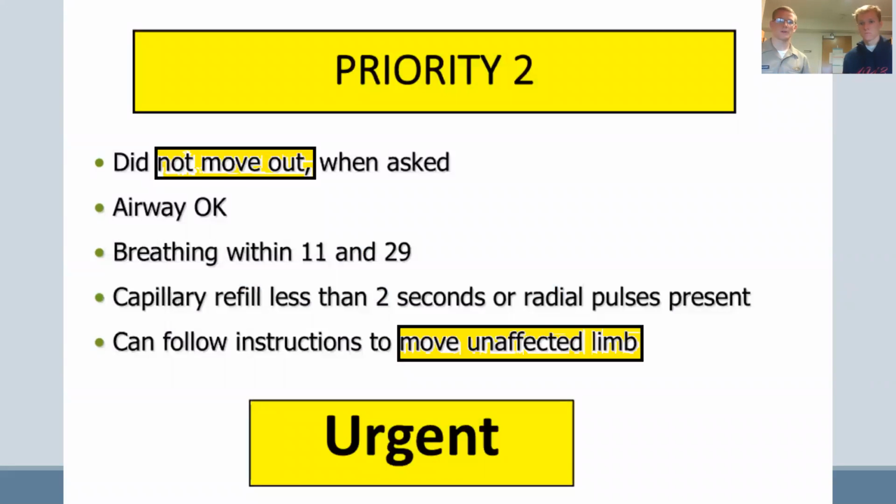And then priority 2 are the delayed patients, or the yellow tag. These are the people who didn't move out, but they are able to make purposeful movement, like, hey, I'm here, but I'm still hurt. So their airway is okay, everything's fine for their systems. However, they just have more than minor injuries, but they're not likely to die or become severely incapacitated.